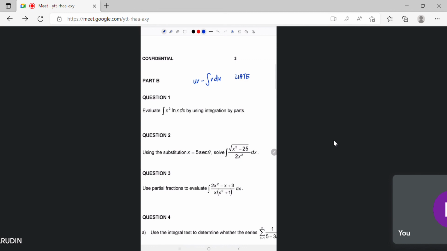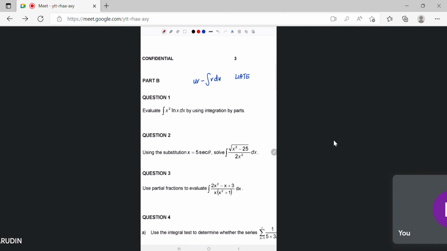Okay, IBP, benda yang penting adalah formula UV minus the V du and also the LIATE. LIATE stand for, siapa yang you jumpa dulu, that function will be our U. So L stand for log, I stand for inverse trigo, A stand for algebraic, T stand for trigo, E for exponent. Okay, so siapa yang kita jumpa dulu dalam function, dialah yang akan menjadi U.